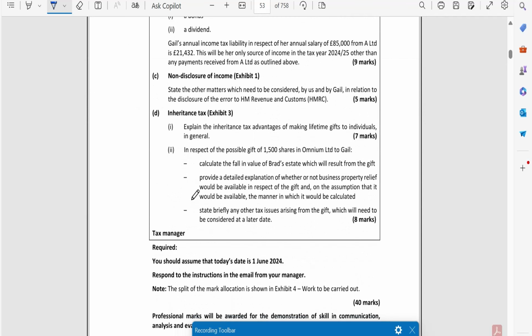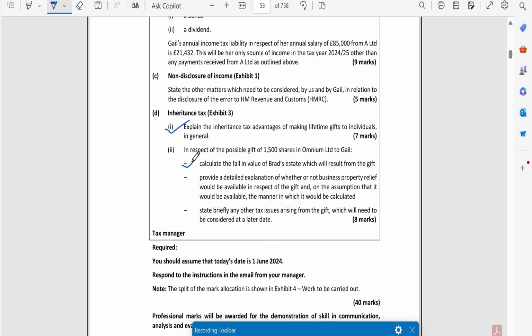Okay. So what is the question asking us? Explain the inheritance tax advantage of making a lifetime gift to an individual. I had already explained this a few minutes ago. You can just recap the video, watch it again. And in respect of the possible gift of 1500 shares in Omni Ltd to Gail, calculate the fall in the value of Brad's estate which will result from this gift.